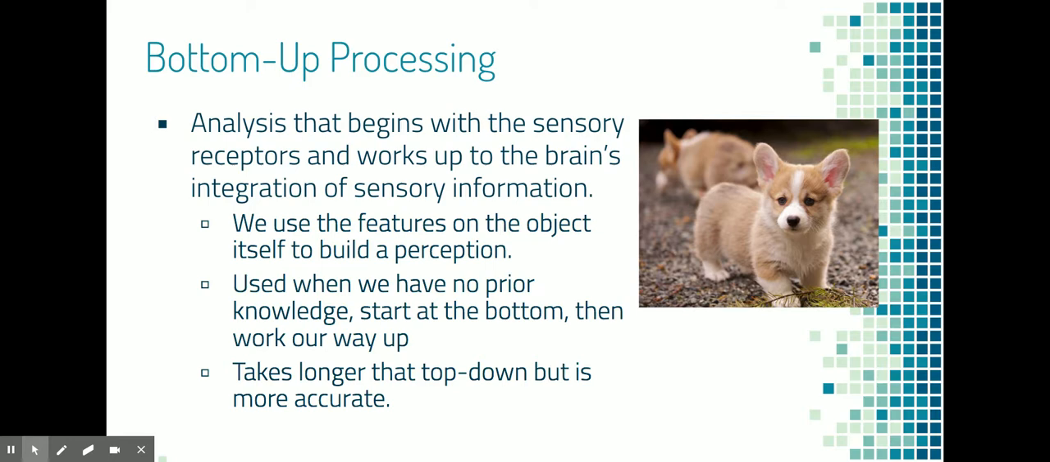Similar to an algorithm, if we're using bottom-up processing as our way to figure out, for example, what I'm looking at, or when I'm smelling, or when I'm tasting, this might take a lot longer to properly interpret what it is that I'm seeing, but it's likely more accurate than using top-down processing.